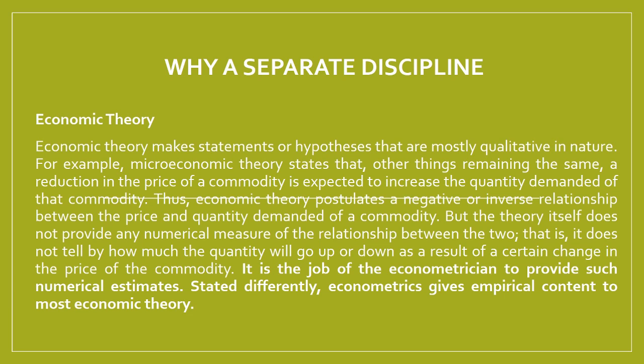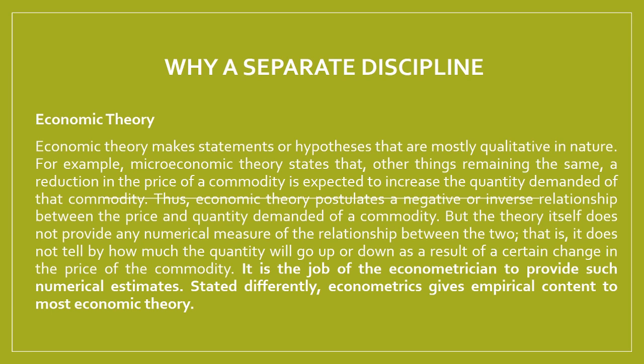It is in this context that econometrics is used. That is, the econometrician provides numerical estimates, or econometrics gives an empirical content to most of economic theory. Economic theory deals with qualitative statements, and the numerical values of these economic theories are provided through econometrics. Therefore, as a separate discipline, econometrics is needed for empirical measurement.